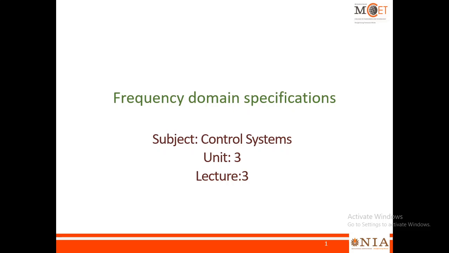Students, in the previous video, we have seen deriving two frequency domain specifications, that is Mr and omega r. That is the frequency at which the maximum value of the closed loop transfer function will occur. That is what is called the resonant frequency. So we have found the resonant frequency expression and also the resonant peak expression. Those two things we have seen in the previous video. In this video, we will continue deriving some more frequency domain specifications.